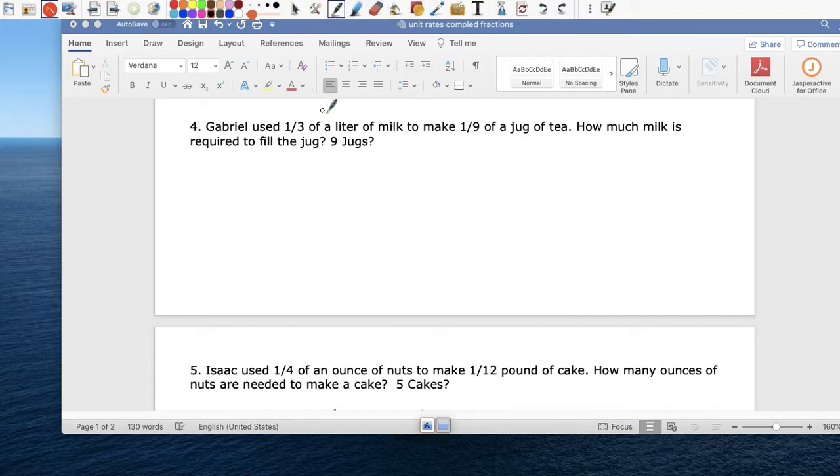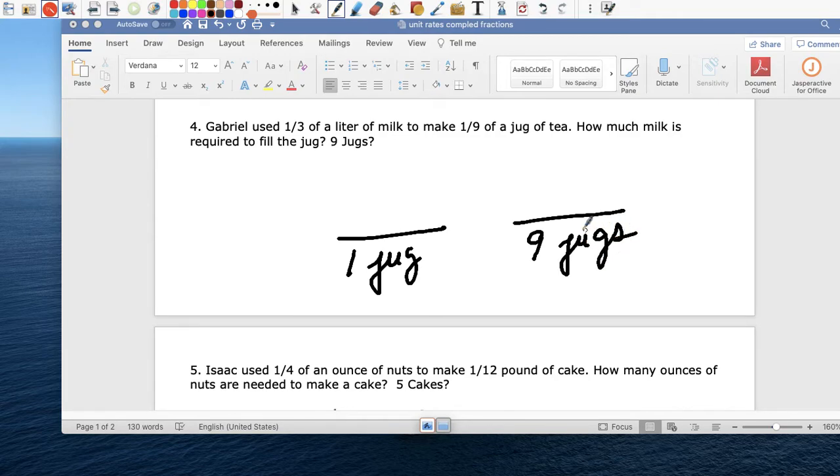Gabriel used 1/3 of a liter of milk to make 1/9 of a jug of tea. How much milk is required to fill the jug? Well, I don't know what size the jug is, so let's just keep it in terms of jugs, right? I need to know the unit rate, because I want to know how much it takes to fill up one jug. So that's one part of the question. The other part, I also want to find out how much it takes to fill 9 jugs.